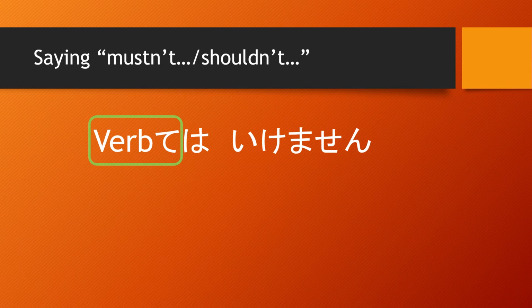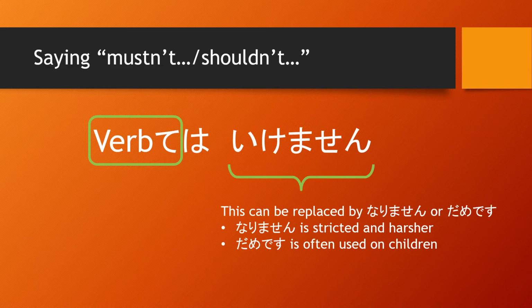Are you wondering, how about the other two words, narimasen, dame desu? That's right. You can simply replace ikemasen with narimasen if you want to come across as more strict or harsh sounding or more bookish sounding. Or you can replace ikemasen with dame desu if you think you're talking to someone who's either your friend or who is younger than you. So te wa ikemasen can then be used as te wa narimasen or te wa dame desu.